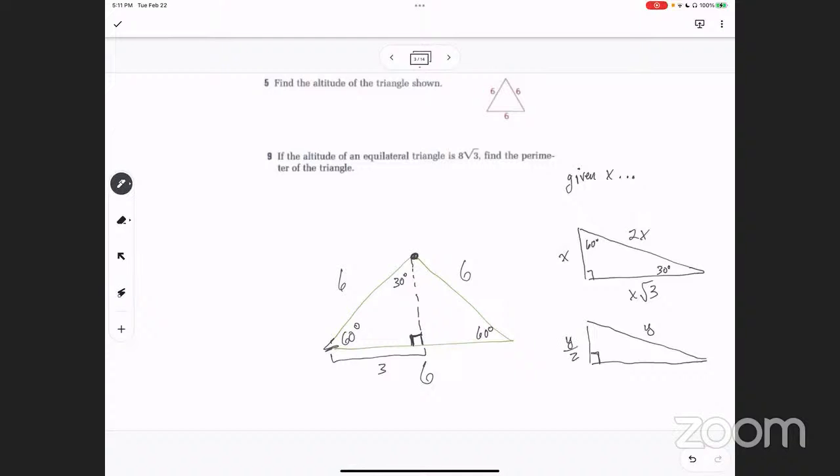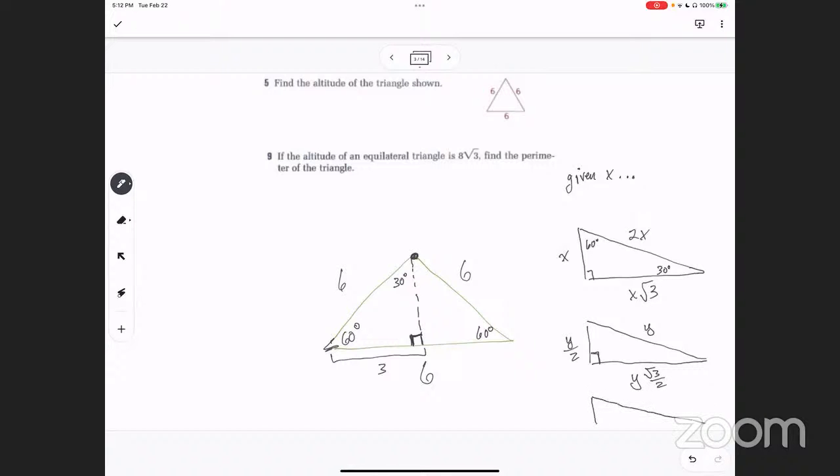And then what would the medium length side have to be? You multiply the smallest side by root 3. So it would be y times root 3 over 2. Okay. Got it?